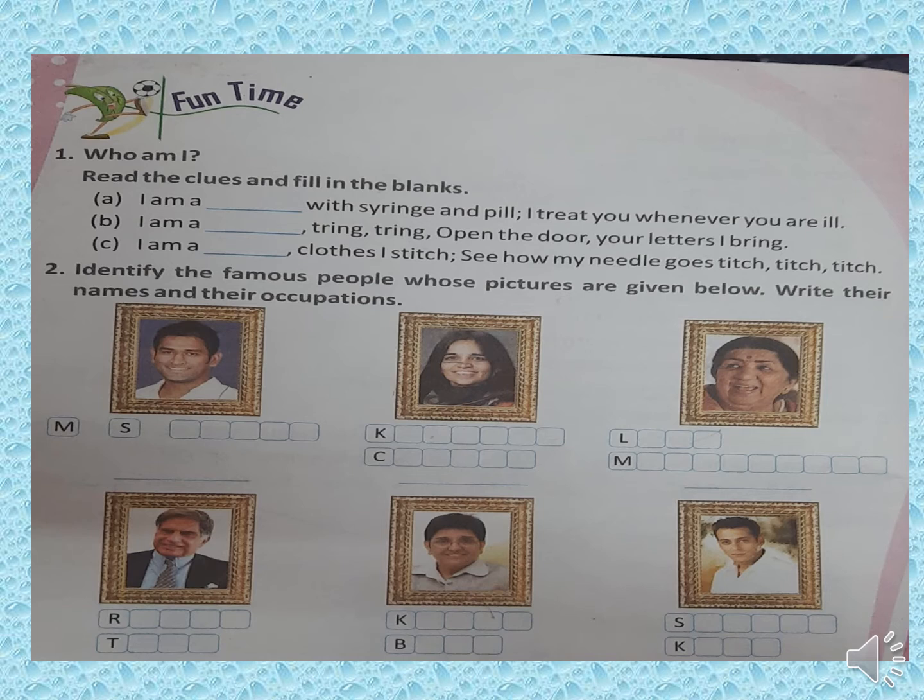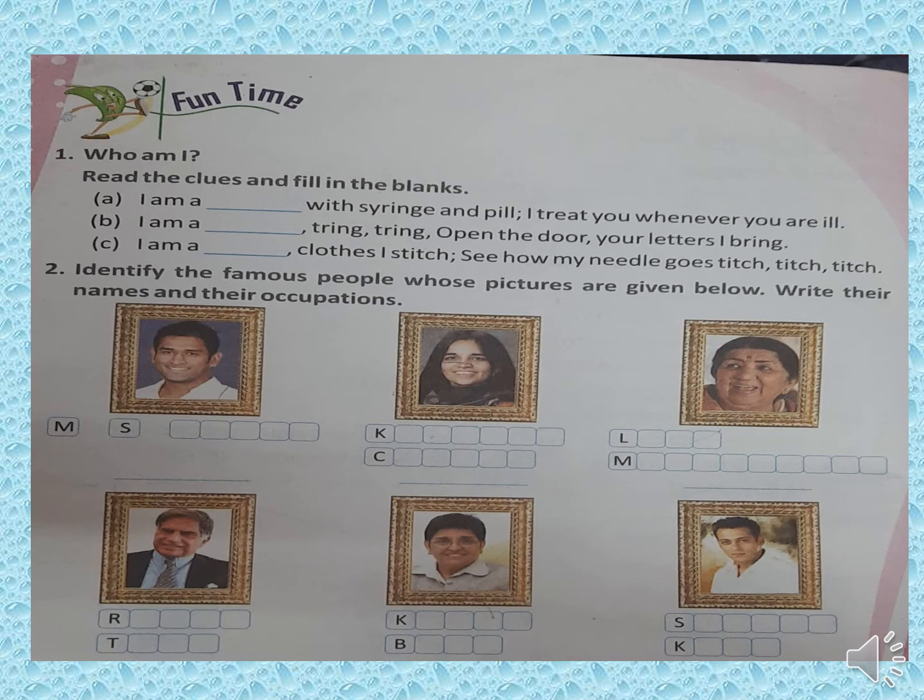Now let's move forward to C part. I am a dash, clothes I stitch. See how my needle goes. Stitch, stitch, stitch. Who is he, students? Yes, he is a tailor. I am a tailor, clothes I stitch. See how my needle goes. Stitch, stitch, stitch. Well done.